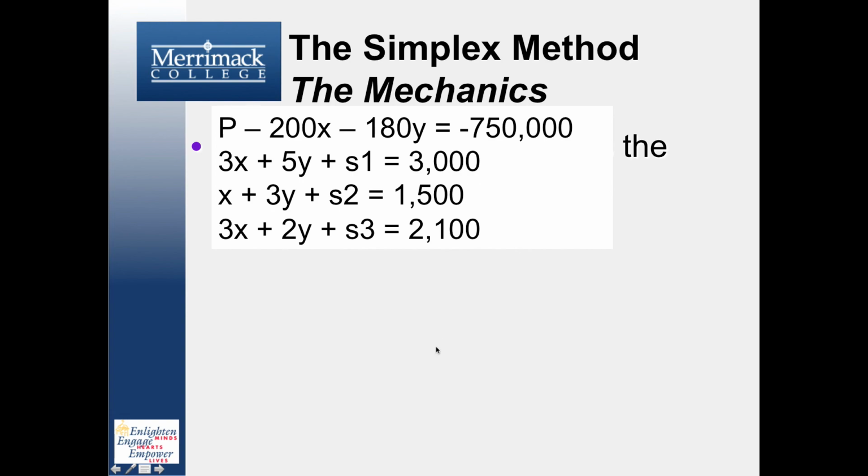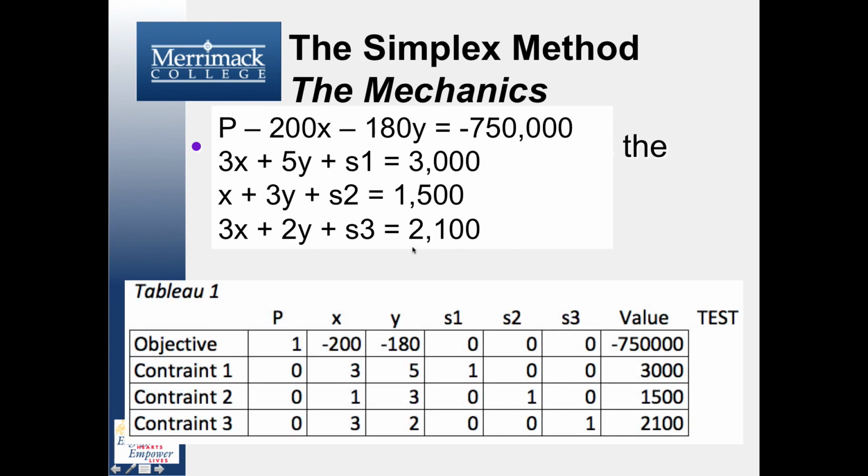So here's my equations, and here's the tableau. You can see the coefficient of p is 1 in the objective function, which is the first row. So I've basically just taken these numbers from this set of equations and plugged the coefficients into this table.